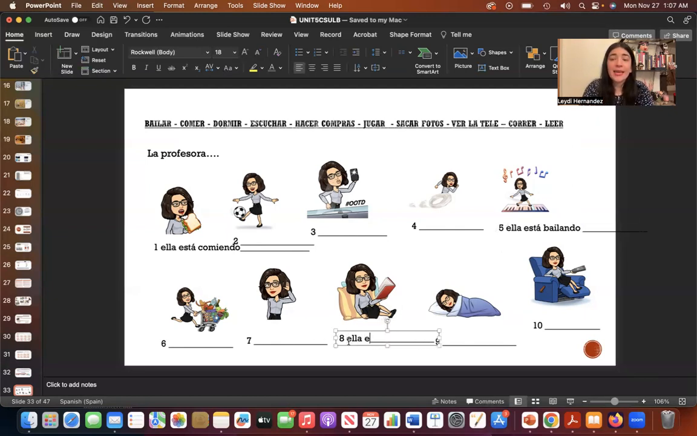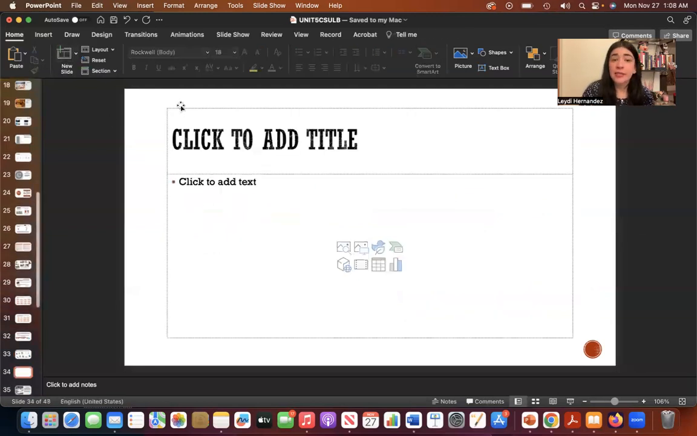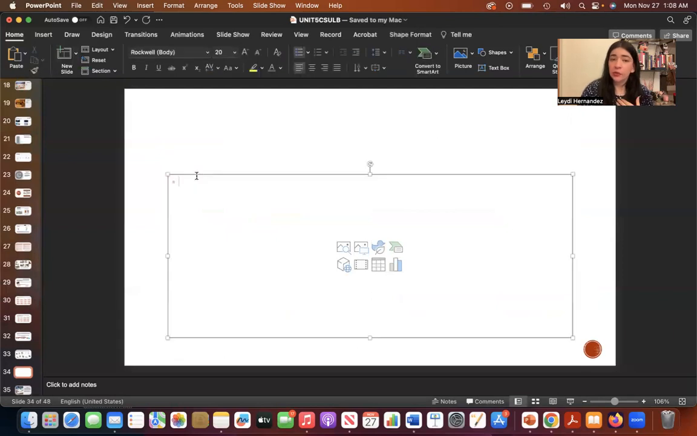Okay, just one more. Ella está, and then she's reading. What is to read in Spanish? Leer. So we drop the ending, and then, oh, we have a vowel. So we cannot add iendo. We cannot do that because there are too many vowels together. So we need to add yendo. Ella está leyendo.